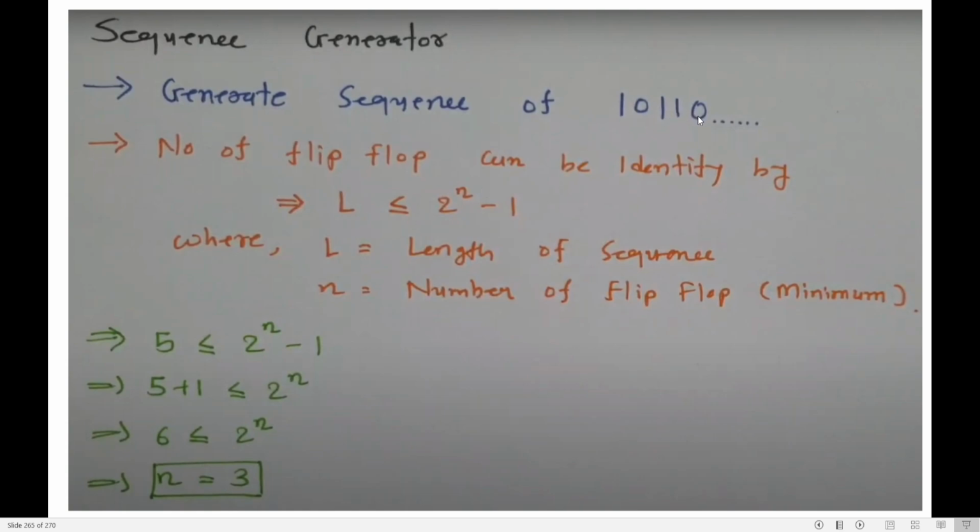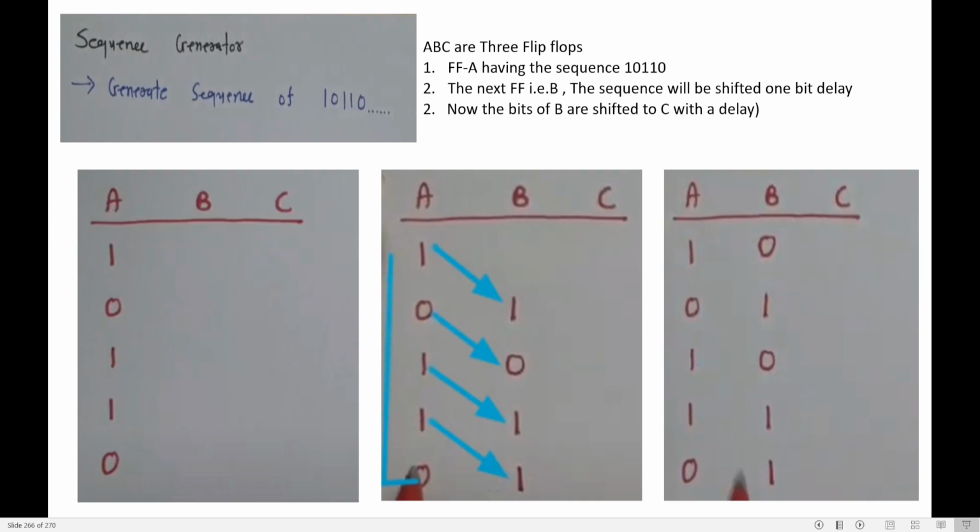So first write the sequence. The sequence is 10110. This is the sequence given in the question. Then identify the number of flip-flops required to generate this sequence. To identify that, we need a formula: L must be less than or equal to 2 power n minus 1, where L is the length of the sequence, 1, 2, 3, 4, 5. So 5 should be less than or equal to 2 power n minus 1. The value of n is computed to be 3. It means we need how many flip-flops? 3 flip-flops. So I have taken 3 flip-flops A, B, C.